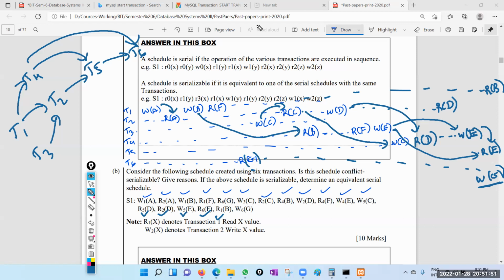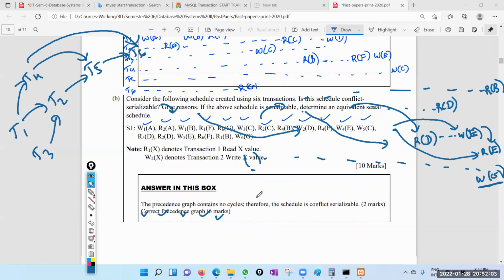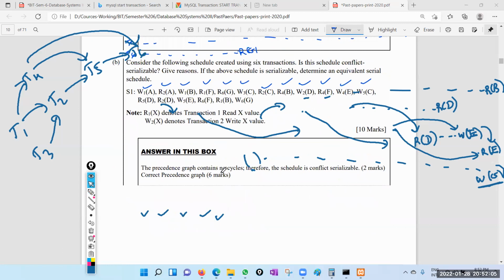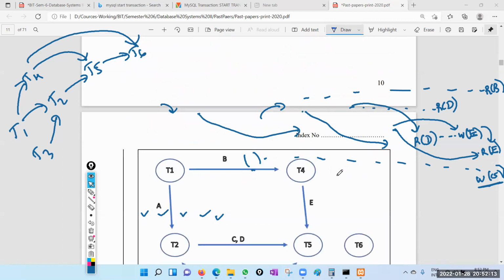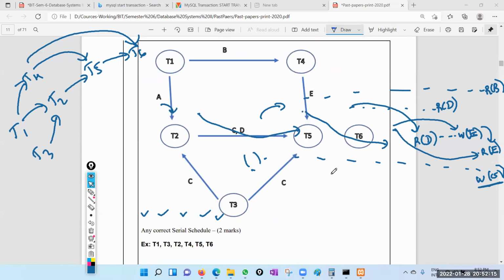Right? The precedence graph contains no cycles, therefore the schedule is conflict serializable. Right, yeah. Okay. Schedule is conflict serializable.